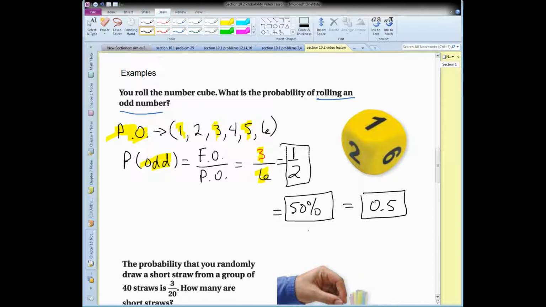So I could write it as a fraction, I can write it as a percent, or I can write it as a decimal. Okay, they're all 3 good answers. All right, let's look at another example.